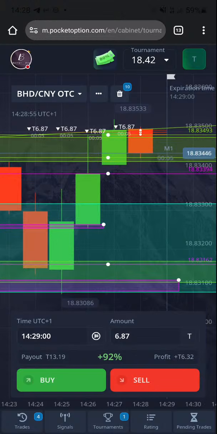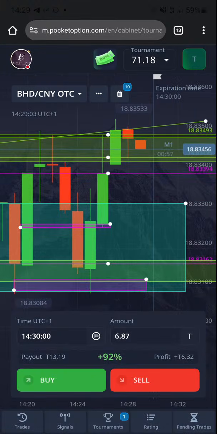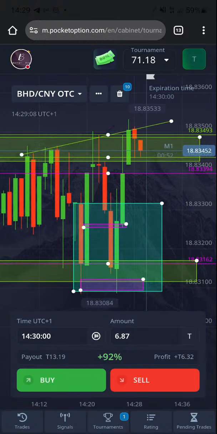But these buyers are so determined. No, not the last second. That was close, man. That was very close. Now I think the buyers are really making the effort to push the price to the upside. So you can see their effort right now.